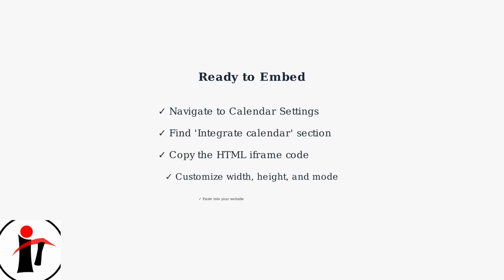view. Once you have your embed code with the desired customizations, simply copy it and paste it into your website's HTML where you want the calendar to appear. The calendar will display with your chosen settings.